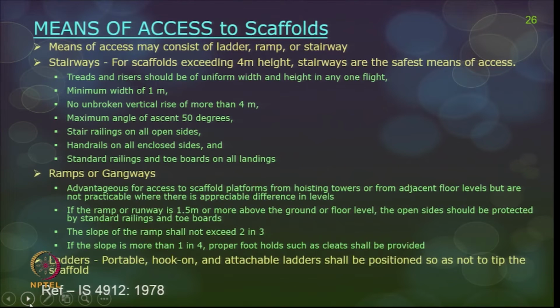Means of access to scaffolds: how do workers along with equipment and material access the scaffold? IS code and OSHA recommend 3 means of access to scaffolds. One is ladders, workers can use ladders, or there can be ramps or stairways. Stairways are generally used when you want to use the scaffold for a long term purpose. For example, if the construction will run for several months, then it is not advisable to use a ladder or a ramp; it is better to make a staircase.